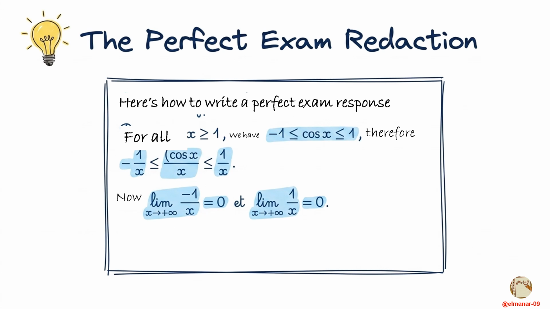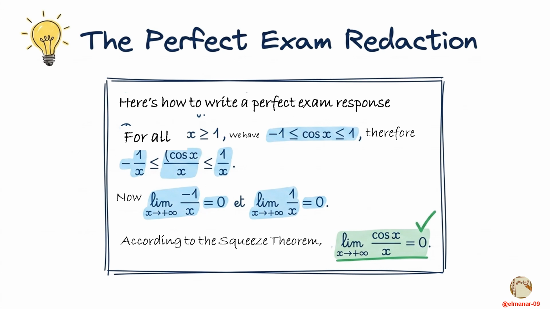Now, the limit of -1 over x is 0, and the limit of 1 over x is 0. Finally, state the theorem to conclude. According to the squeeze theorem, the limit of cosine x over x is 0. Following this clear and logical structure will help you earn full marks and impress your grader.